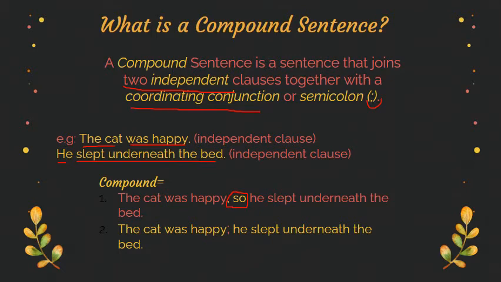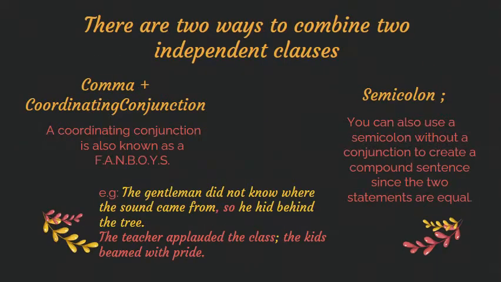The second way, I said the cat was happy; he slept underneath the bed. What did I add here? A semicolon. Since the two independent clauses are related to each other in ideas, then I can use a semicolon alone. So the semicolon stands alone. I do not add a conjunction with the semicolon. So there are two ways to combine two independent clauses to make a compound sentence.